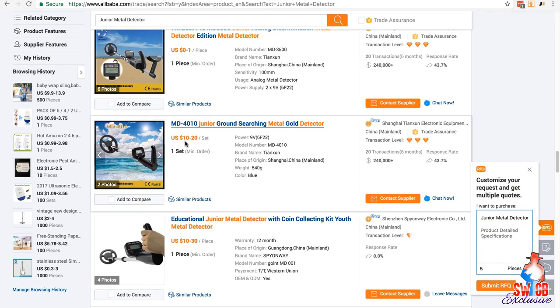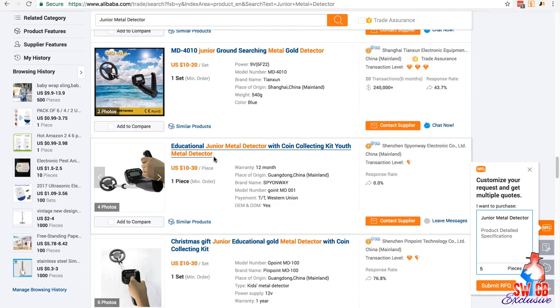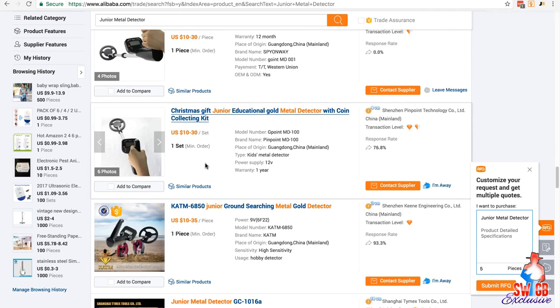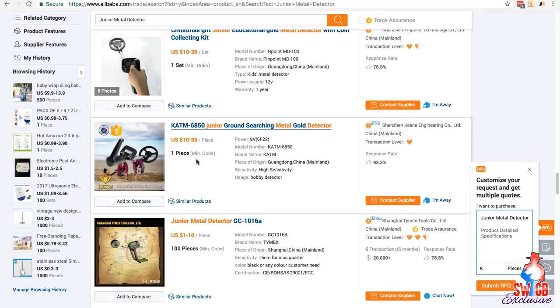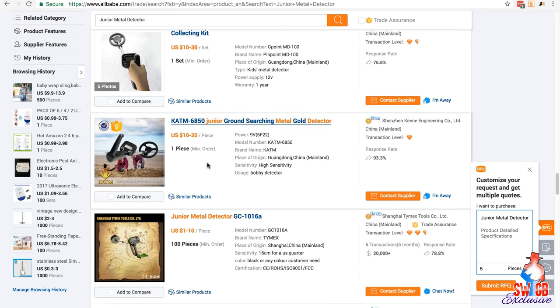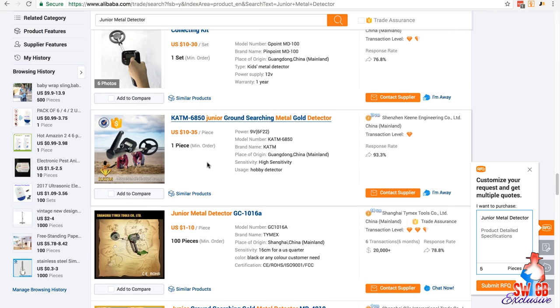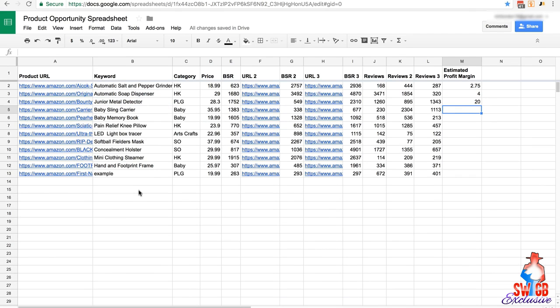And this looks much more reasonable. $10 to $20, $10 to $30. So it looks like we're getting more reasonable prices, and they all seem to be roughly $10 to $30. So I'm going to say it's $20. So that's basically all you need to do.